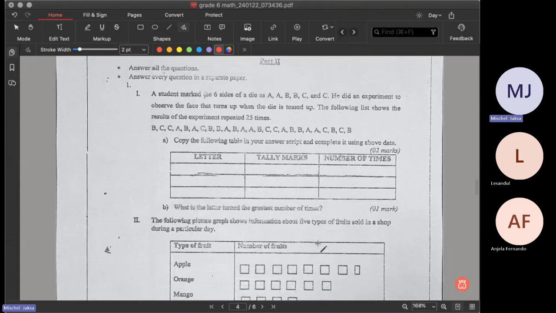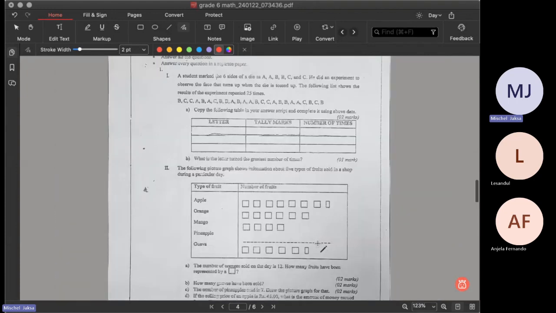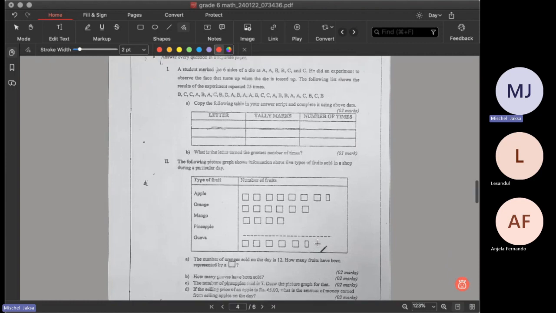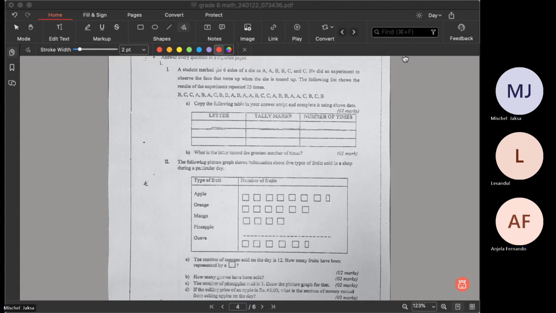Okay, question number 1 of part 2. Shall we quickly do it, and then we will discuss? I will give you around 10 minutes. Quickly do it and then let's discuss. If you finish it, let me know, okay?